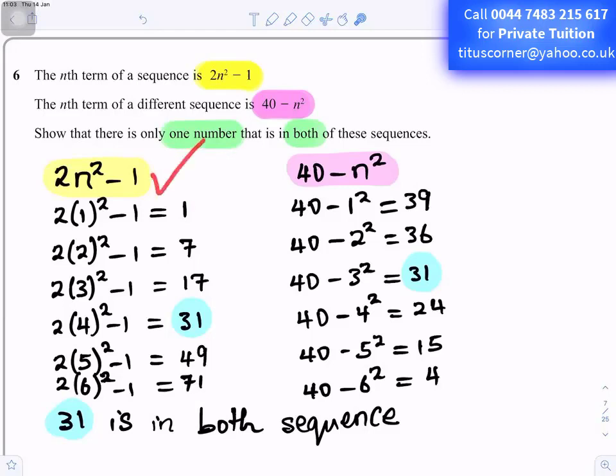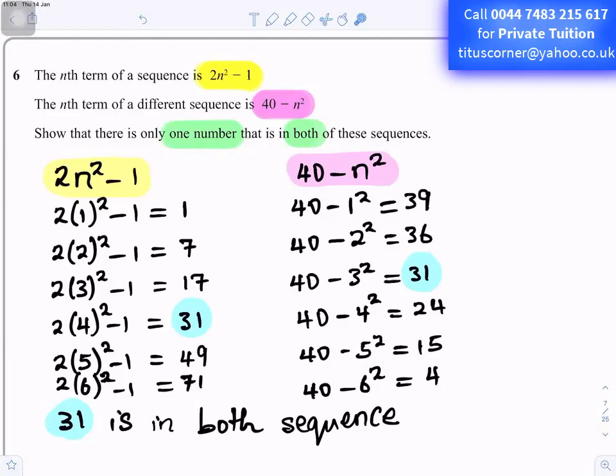So let's start with 2n squared minus 1. We substitute in n equals 1. So 2 times 1 squared minus 1 gives you 1. We do the next one, n is 2. 2 times 2 squared minus 1, 7. Next one, n is 3. 2 times 3 squared minus 1 is 17. n equals 4. 2 times 4 squared minus 1 is 31. We carry on and we go to the next nth term.